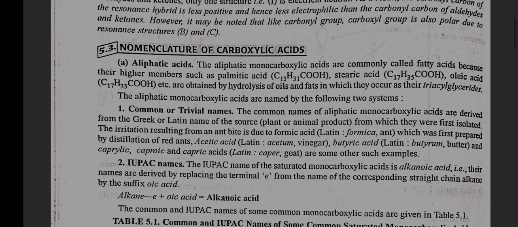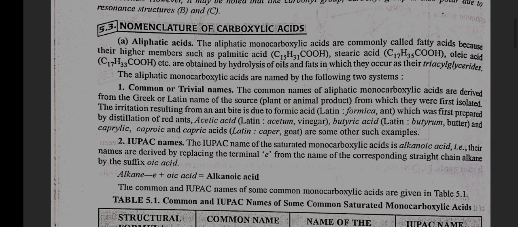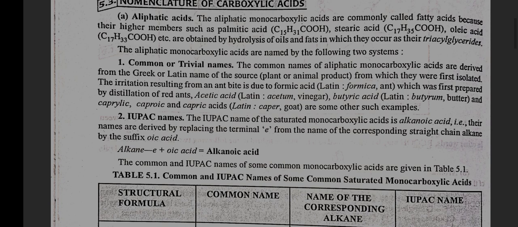Nomenclature of carboxylic acids. First, aliphatic acids. The aliphatic monocarboxylic acids are commonly called fatty acids because their higher members such as palmitic acid, stearic acid, oleic acid, etc. are obtained by hydrolysis of oils and fats in which they occur as their triacyl glycerides. The aliphatic monocarboxylic acids are named by the following two systems. First, common or trivial system. Second, IUPAC names.